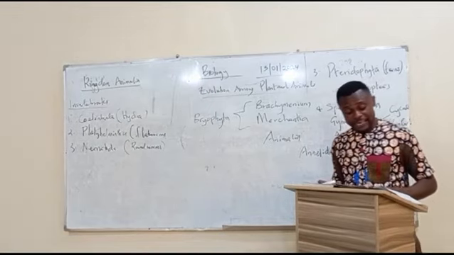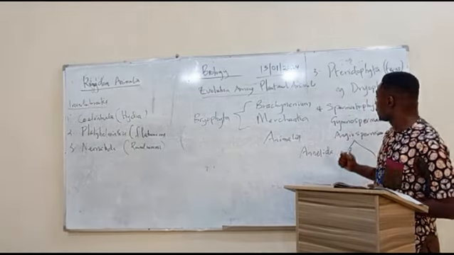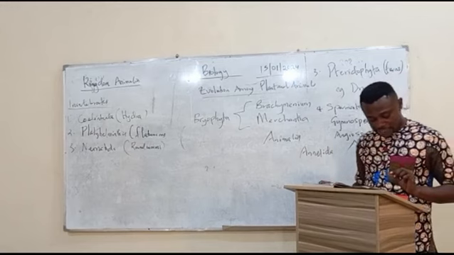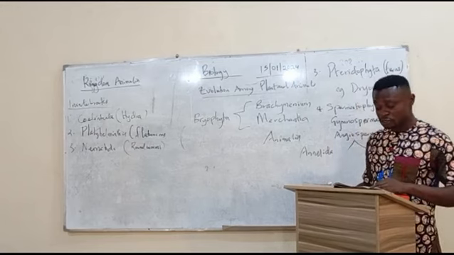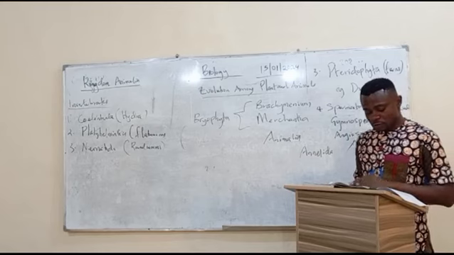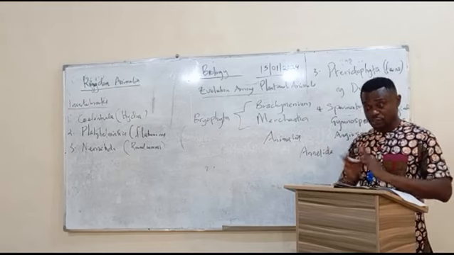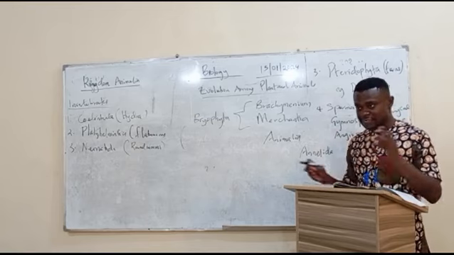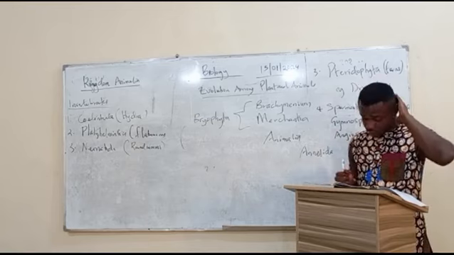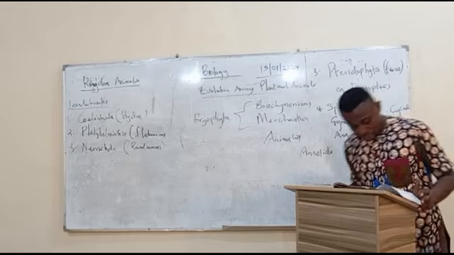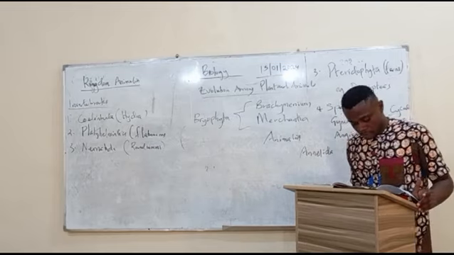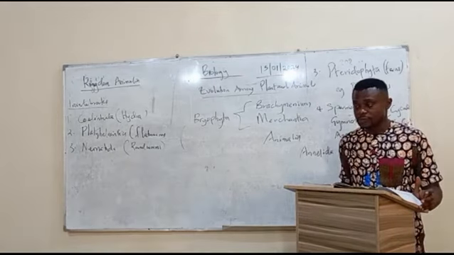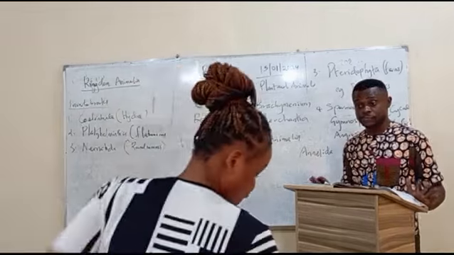So we look at Kingdom Monera. Remember I pointed out that under Monera we look at the prokaryotes: bacteria and blue-green algae. We'll look at their general features, and then we'll talk about bacteria and blue-green algae in a nutshell. Now let's look at Kingdom Monera as a whole. Are we together? Any issue, any challenge?